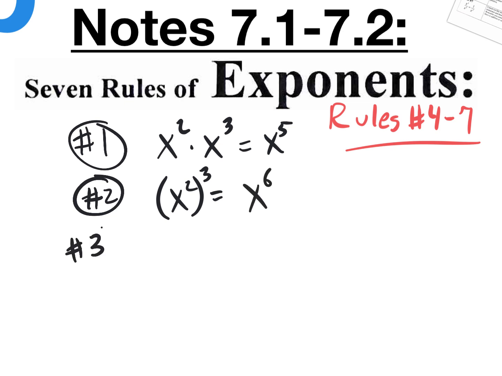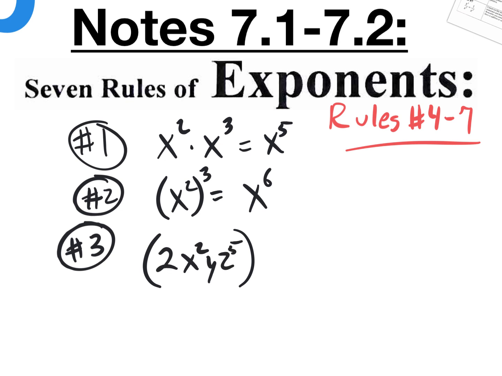Rule number three from yesterday is when you have parentheses and a monomial on the inside, no addition, no subtraction. Like let's say I had 2x to the second, y, z to the fifth, all to the third power. Then you distribute the outside exponent to each exponent on the inside. Okay? So this is not a 3 times 2. It's not. There's an invisible 1 up here, and that's a power to a power. That's what you multiply. 3 times 1 is 3.